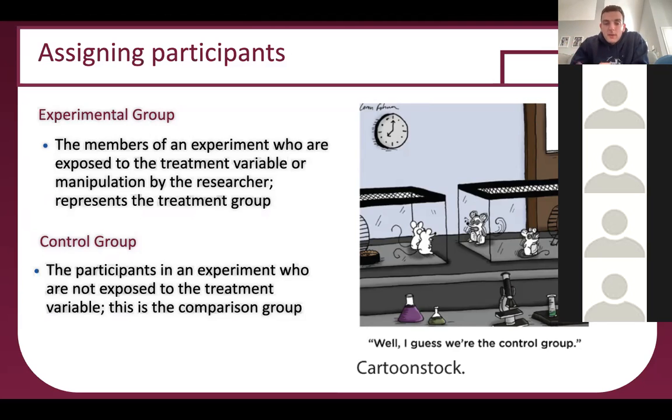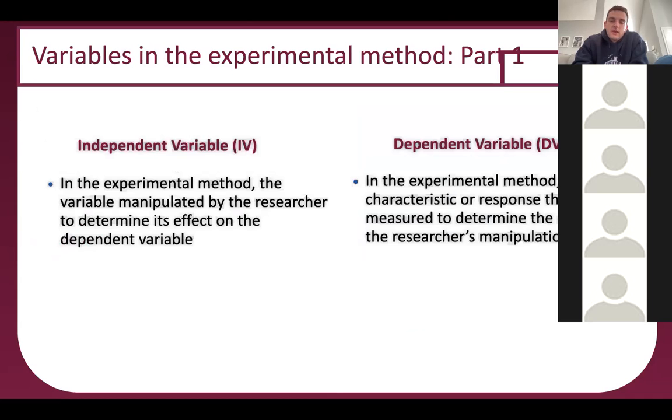So we are comparing the people that did, or the mice that did in this case, to the ones that didn't. The ones that did are the experimental group. They are exposed to the treatment variable. They represent the treatment group. And the idea is that the only thing that changed is the caffeine, so we can logically say that the caffeine was the thing that made the difference.